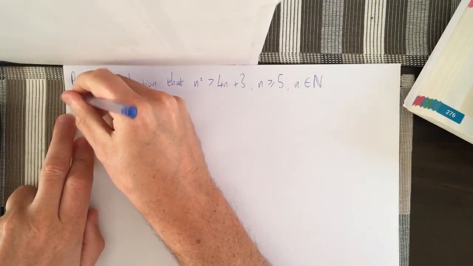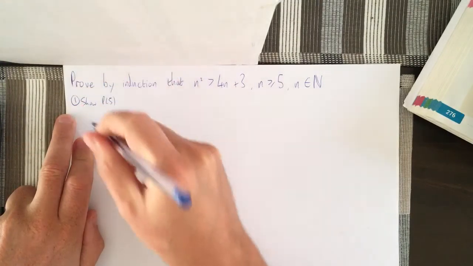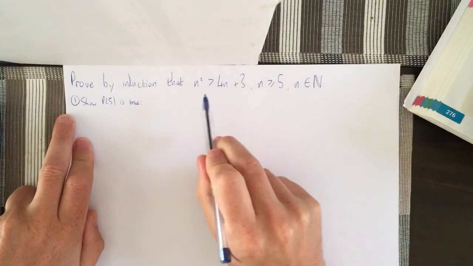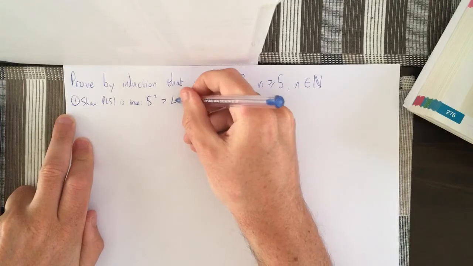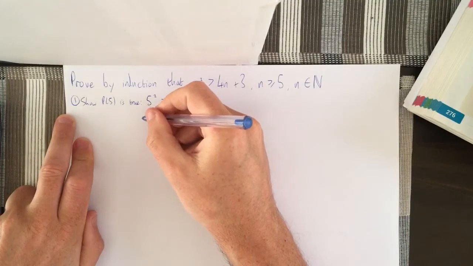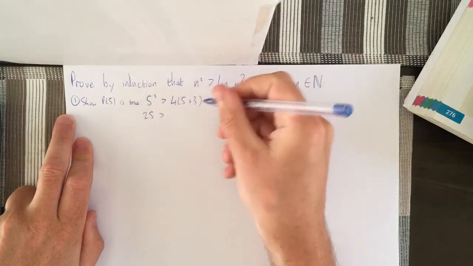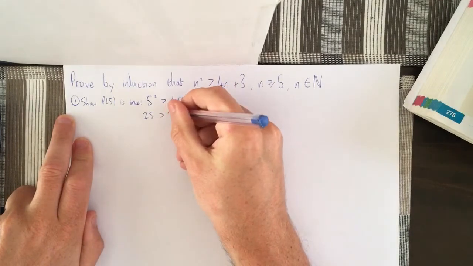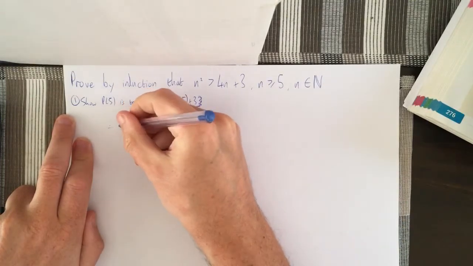So, first step is to show P5 is true. So 5 squared is greater than 4 times 5 plus 3. 5 squared is 25. Sorry, that should be 4 times 5 plus 3. 4 times 5 is 20, plus 3 is 23. 25 is greater than 23, so P5 is true.